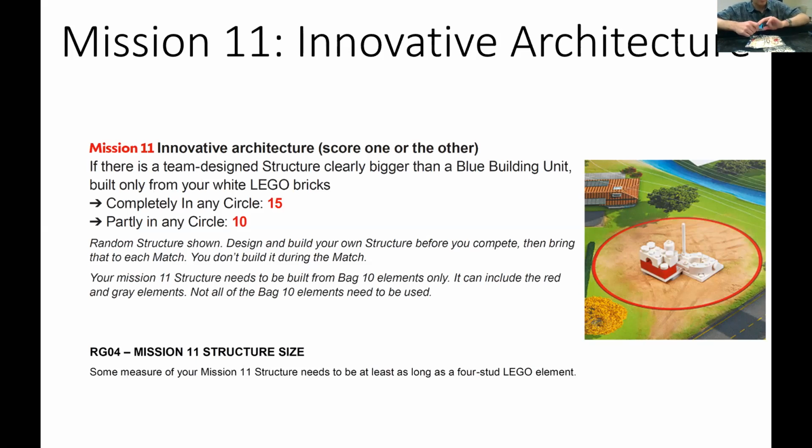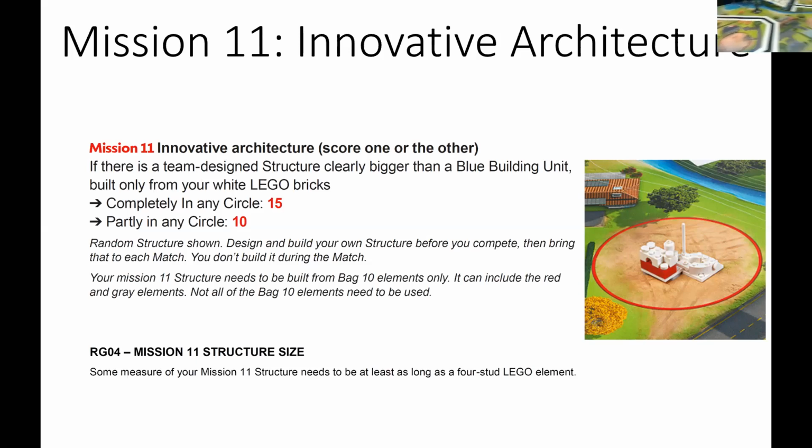It does say it's built only from your white Lego bricks, but then says it needs to be built from the stuff in these bag 10s, but you can use the red and gray elements that are in these bags. And it says bricks. So I don't think you could get away with a single brick, but you could get away with 2 bricks. If it's completely in any circle on the mat, then you get 15 points. So the circles include, there's a black circle. I'm assuming that we can see that.